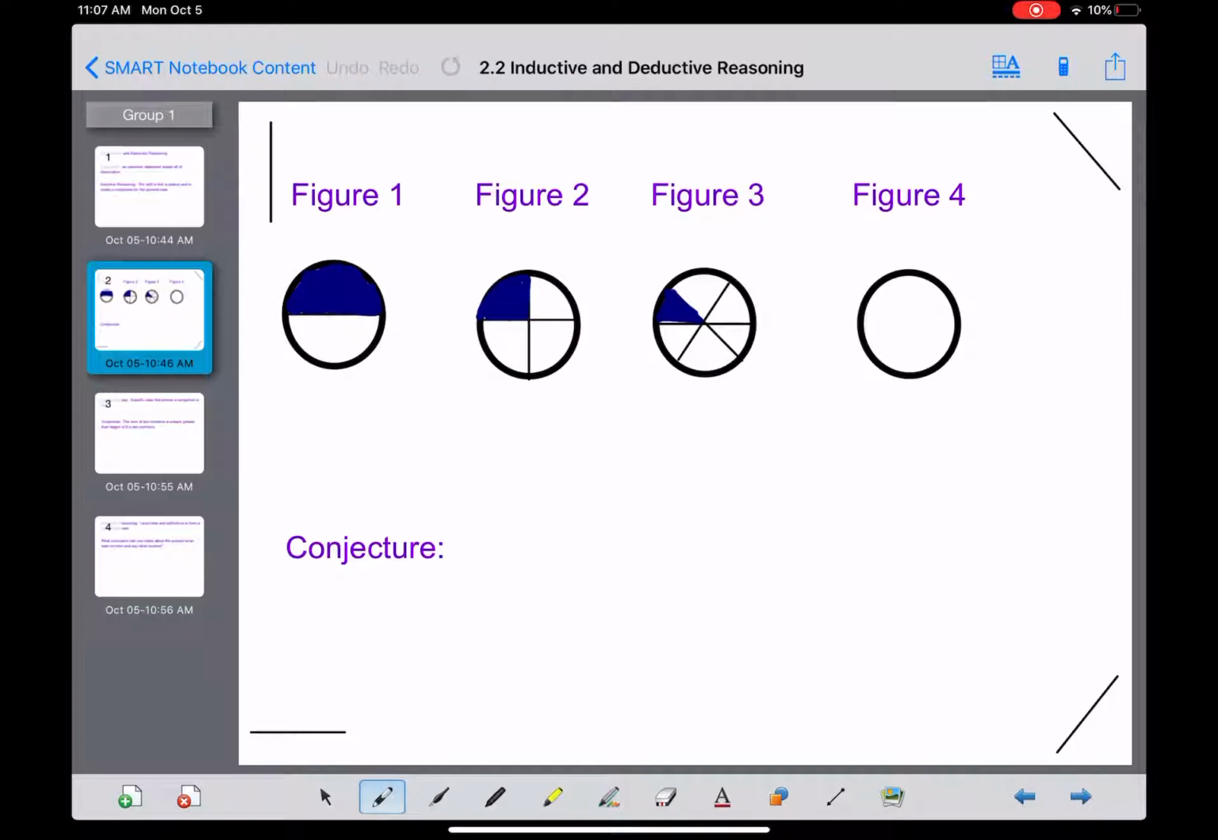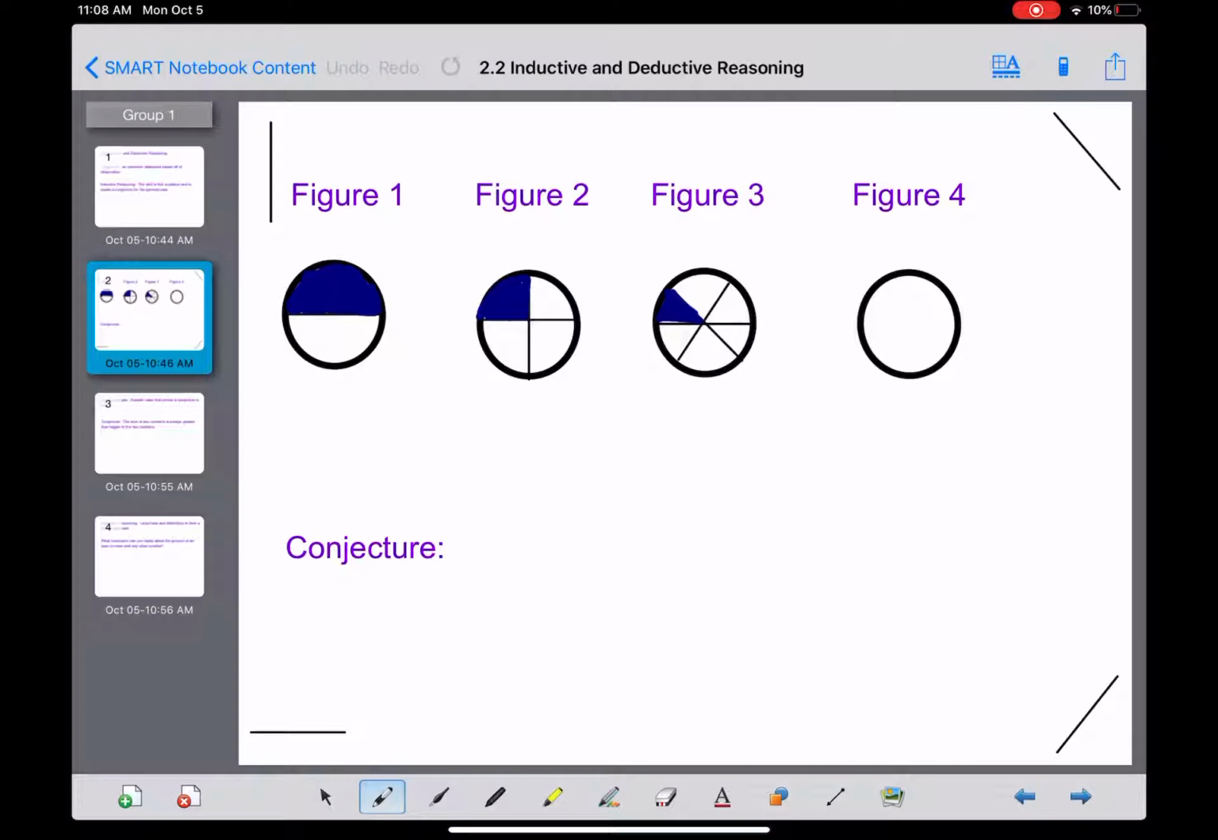Figure 2, we have a circle split into 4 sections with one pie slice shaded in. Figure 3 is split into 6 sections with one slice of the pie shaded in. So we want to use inductive reasoning skills. That means we're going to look at the figures and see if we can come up with a common pattern so that we can create figure number 4. And from there, we want to come up with a general rule for this specific case.